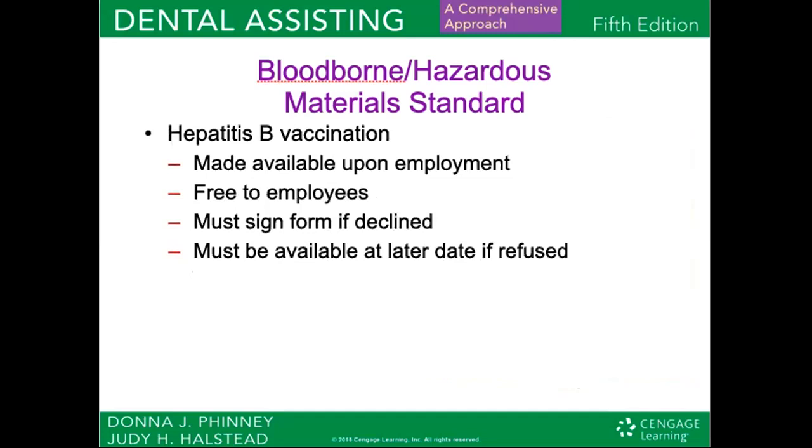All employees at risk for exposure to blood or opium are given the opportunity to be vaccinated against HBV within 10 days of employment. This is the hepatitis B vaccination. Employees may refuse the vaccine, but must sign a declination form. If the employee wants to get a vaccine at a later time, it will be made available. Vaccination is free and is given under the guidelines of the U.S. Public Health Service.